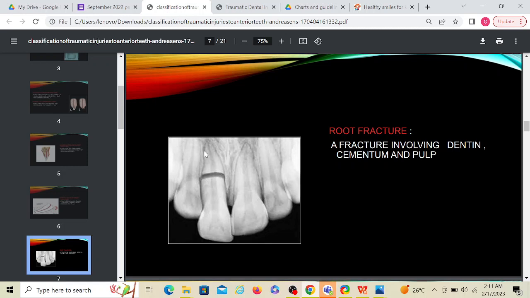The best prognosis of the tooth is when there is an apical fracture. This is still a doable fracture. You can still save the tooth. This becomes a little complicated. It may or may not be saved. So this is what a root fracture means.